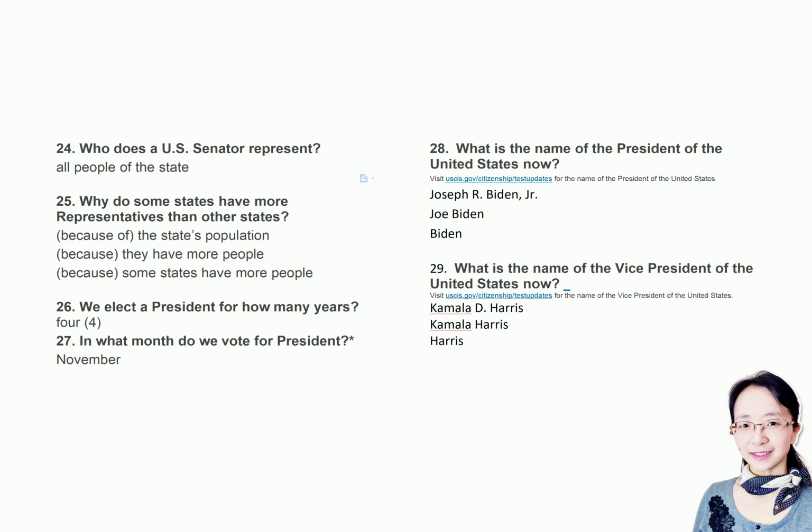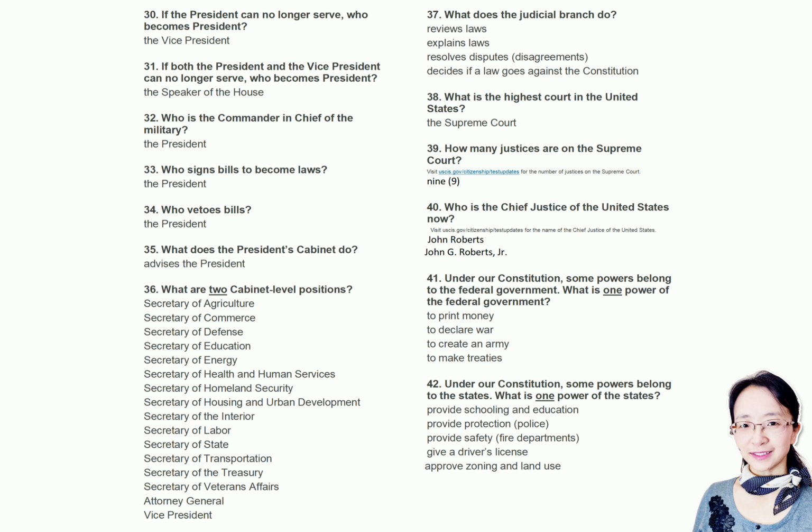What is the name of the Vice President of the United States now? Visit uscis.gov/citizenship/test updates for the name of the Vice President of the United States. Kamala D. Harris, Kamala Harris, Harris. If the president can no longer serve, who becomes president? The vice president. If both the president and the vice president can no longer serve, who becomes president? The Speaker of the House.